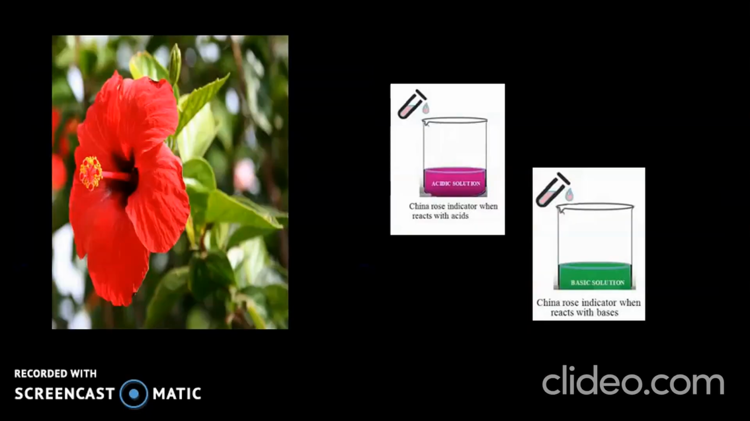China rose. The extract of China rose can be used as an indicator. If we add acid, it changes into a pink color. And if we add base, it changes into green color. So we can say China rose indicator when reacting with acidic solution turns pink, and China rose indicator when reacting with bases turns green.